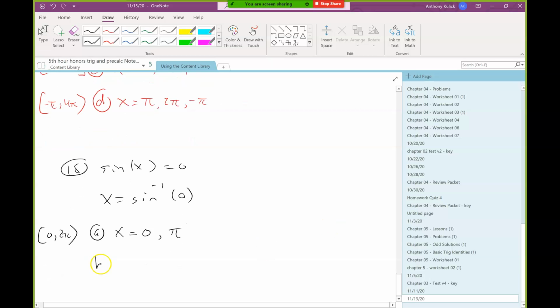For part B, I could tack on plus 2 pi k's to each of these, but if you notice, I have 0, and then pi, and then 2 pi, 3 pi, 4 pi. So they're all just pi apart. So I would just write it condensed, since it's really easy to see that.